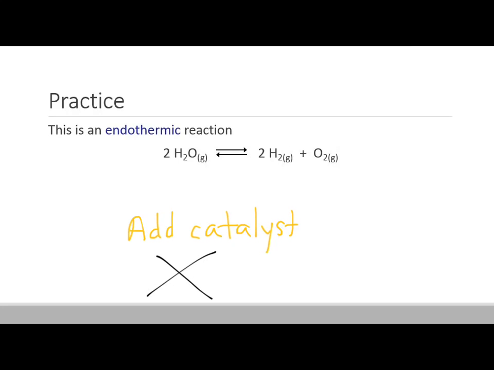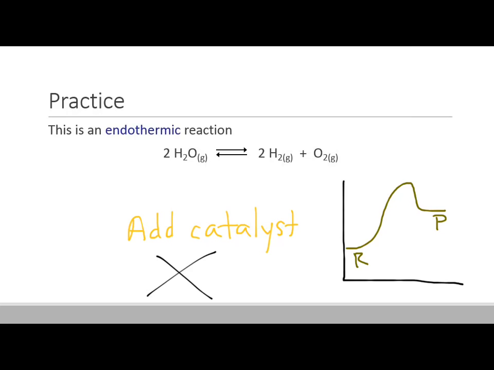It will speed up the reaction, and so the reaction will achieve equilibrium more quickly, but it won't actually change the equilibrium. It won't shift it either way. So let me show you why. I'm going to go ahead and draw out a quick energy diagram here. So let's say that this is my reaction. Okay, here are my reactants, here are my products. This isn't very pretty, but you get the picture.